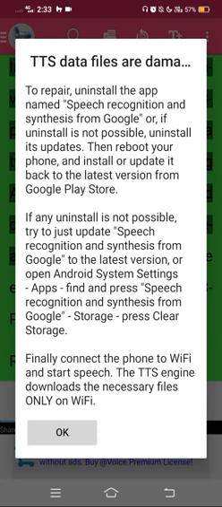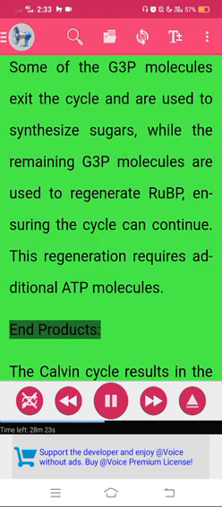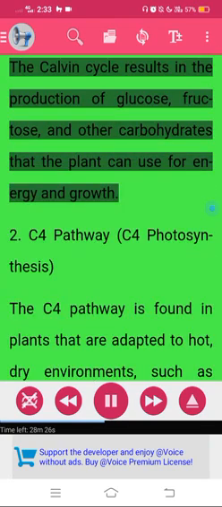In this phase, 3-PGA is converted into glyceraldehyde 3-phosphate, G3P, through a two-step process involving ATP and NADPH generated during the light-dependent reactions. This phase uses the energy from light to reduce 3-PGA into G3P. Regeneration of RuBP. Some of the G3P molecules exit the cycle and are used to synthesize sugars, while the remaining G3P molecules are used to regenerate RuBP, ensuring the cycle can continue. This regeneration requires additional ATP molecules. End products. The Calvin cycle results in the production of glucose, fructose, and other carbohydrates that the plant can use for energy and growth.